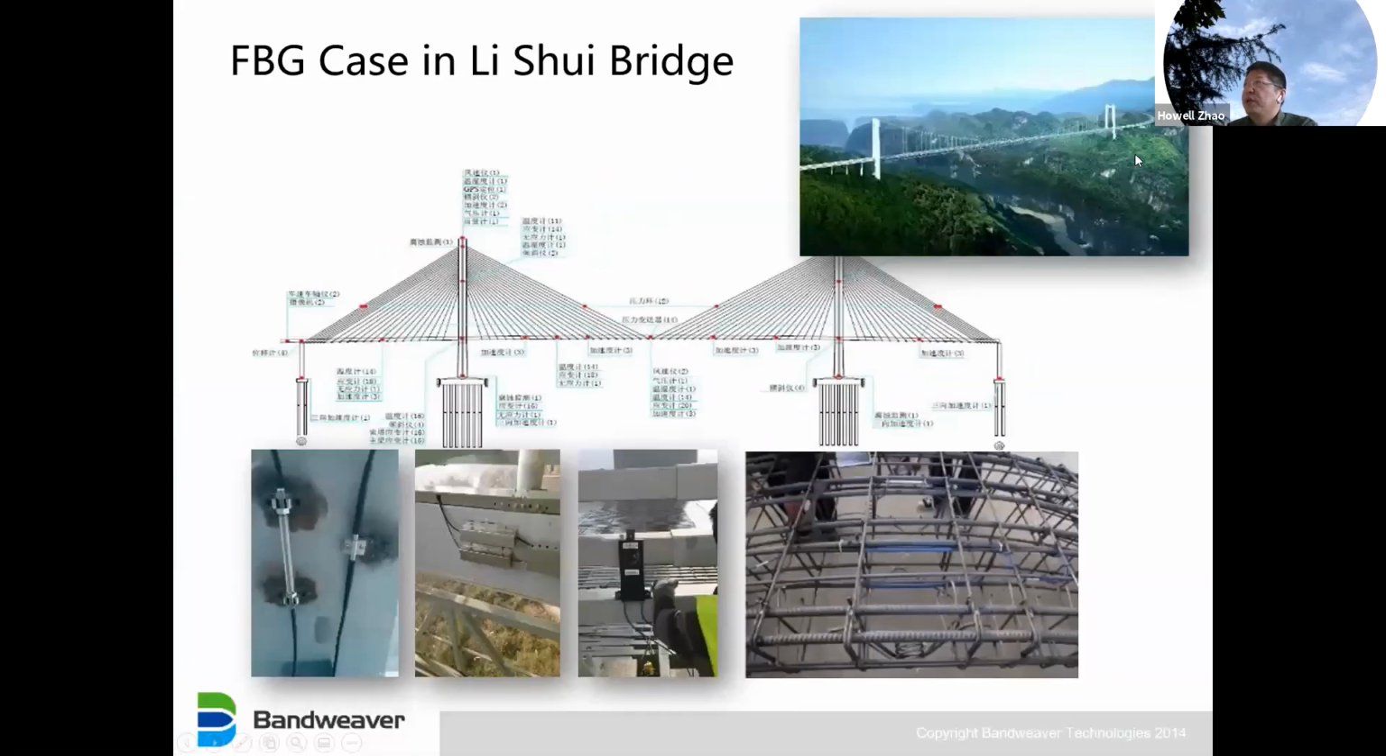And the bridges, very tall and very long bridges in the west of China. We put optical fiber FBG sensors in the structure before and during the construction. After the construction, the sensors can output strain data for a very long period, could be 20 years, 30 years, keep monitoring the strain data.